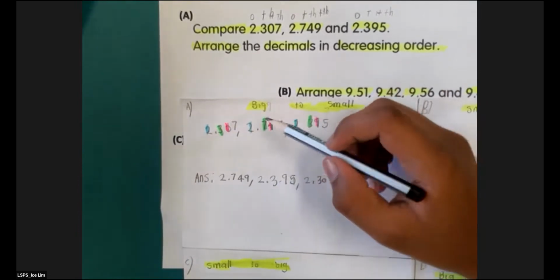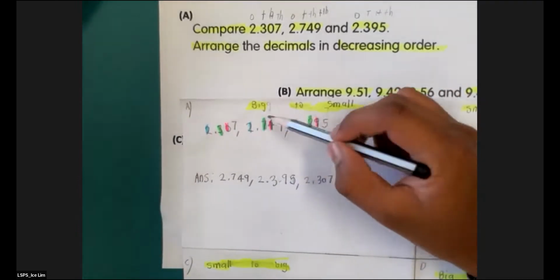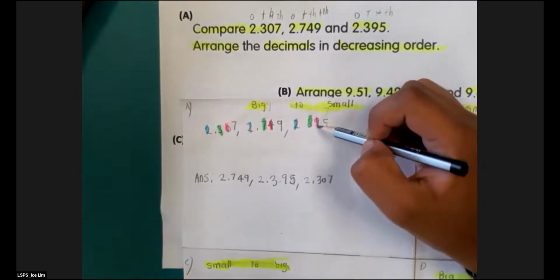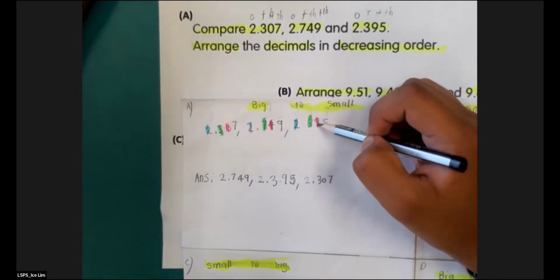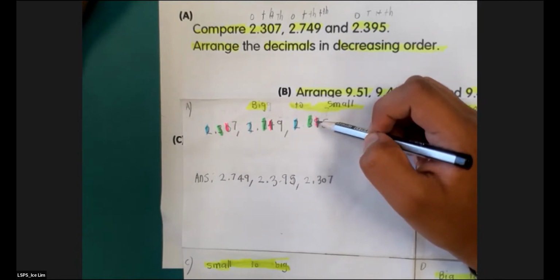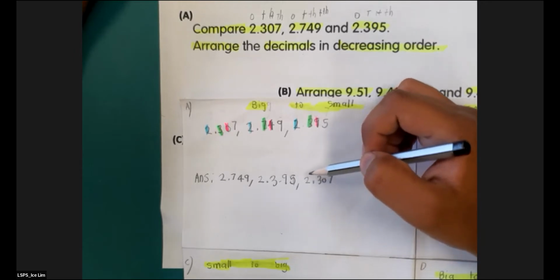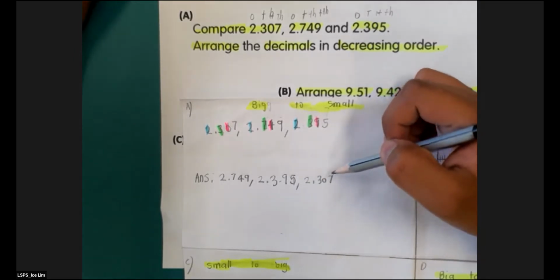Then we must look at the hundredth place. The hundredth place is 0 and 9. The biggest is 9. So the second answer is 2.395. And the third answer is 2.307.